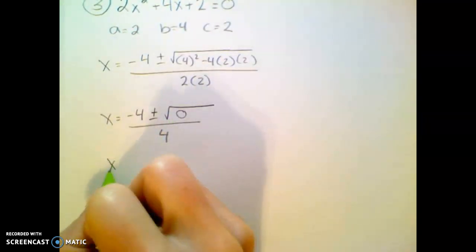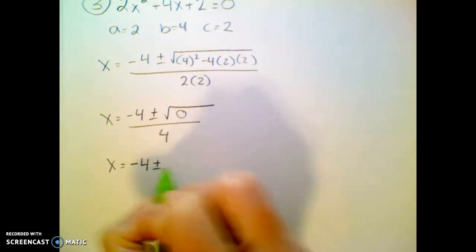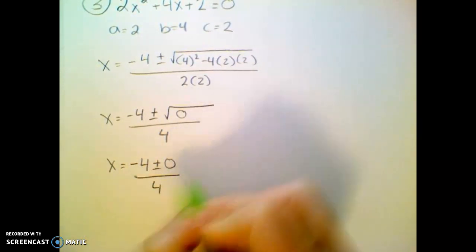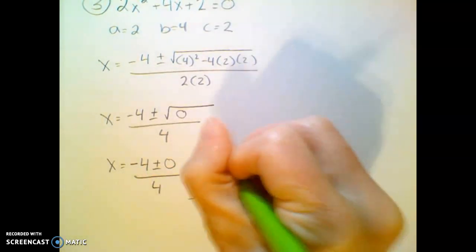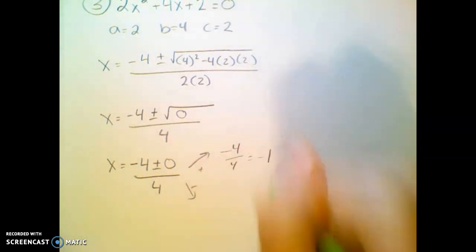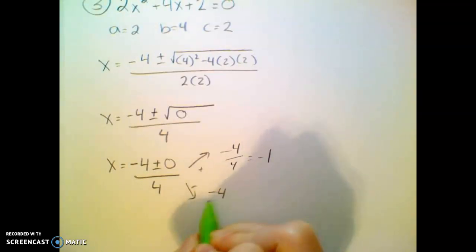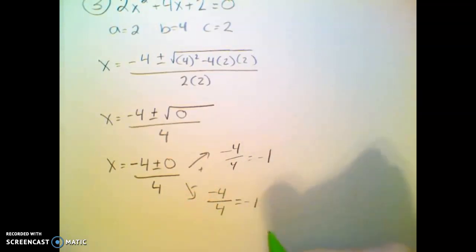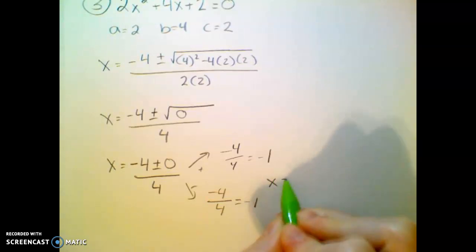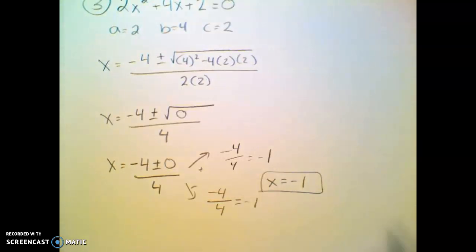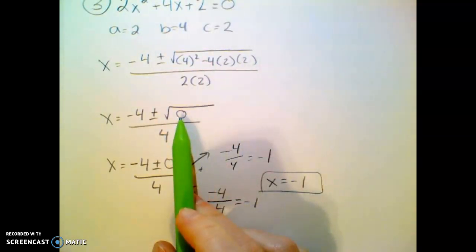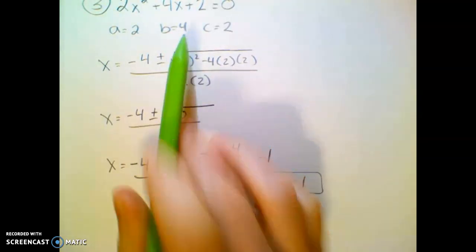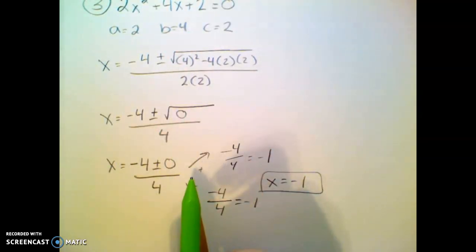So the square root of 0 is 0. When I take my positive and my negative root, negative 4 plus 0 is still negative 4. Negative 4 minus 0 is still negative 4. I get the exact same answer both ways, as you should. You might want to do it both ways, but you literally just get x equals negative 1, which also means this guy was factorable because 0 is a perfect square, so I could have factored this guy, which I'm not going to just to save time.